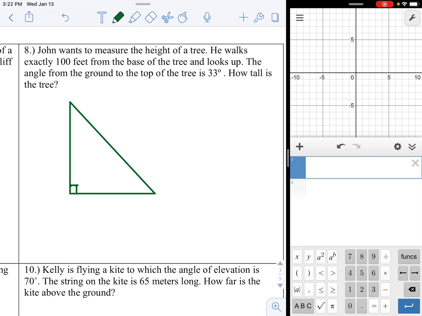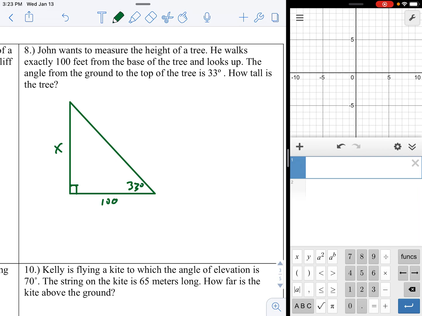John wants to measure the height of a tree. Okay, so the height of the tree is right here. There's my tree. Could you make it look like a tree? Happy little tree, Bob Ross? Yeah, go ahead if you want to. I can't obviously make it look like a tree, so I'm not even going to try. He walks exactly 100 feet from the base of the tree. So this distance here is 100 feet. The angle from the ground to the top of the tree is 33 degrees. How tall is the tree?